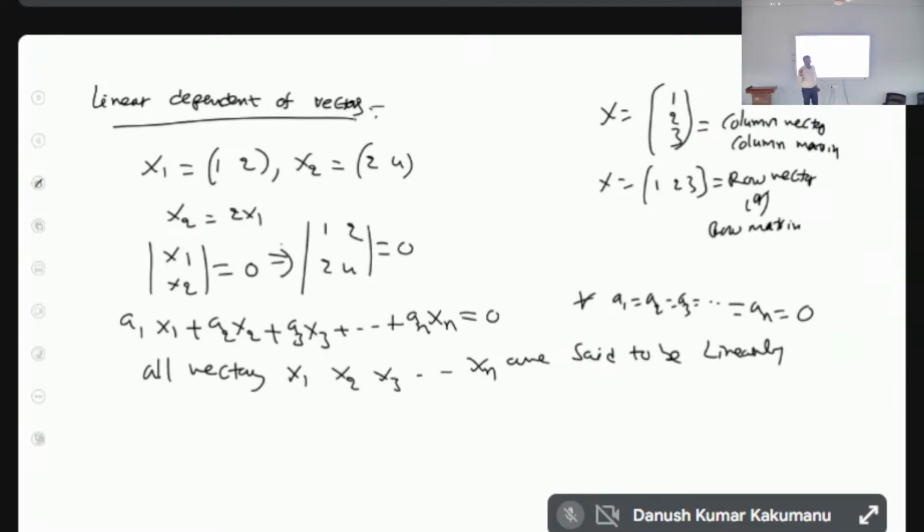Independent. Don't get confused, and don't memorize the definition by heart. What I am saying here is that a1, a2, a3, an are all zeros. If all a1, a2, a3, an are zeros, will you find any relation between x1, x2, x3, xn? No relation. That means x1, x2, x3, xn are all said to be linearly independent.